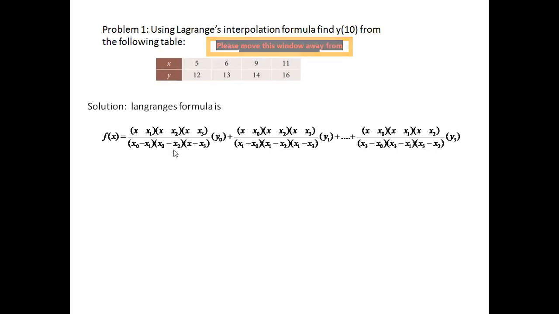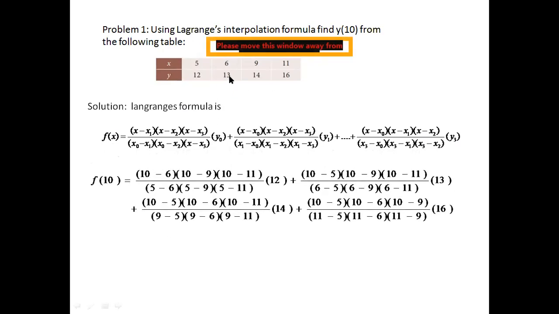To find the value of y at x equal to 10, you write 10 minus x1, where x1 is this value. Instead of looking at the formula, you can get the values from the table itself. That is, f of 10 is equal to 10 minus 6, 10 minus 9, 10 minus 11 as the numerator. The denominator is 5 minus 6, 5 minus 9, 5 minus 11. Multiply this ratio by 12. This is the first term.